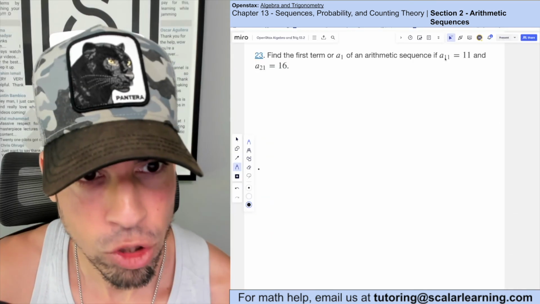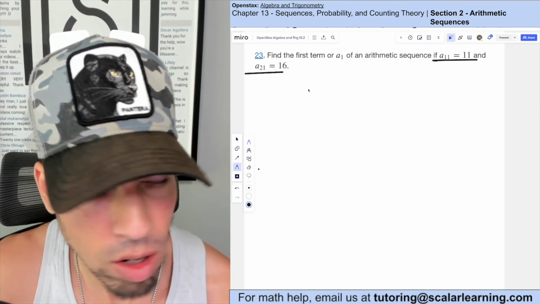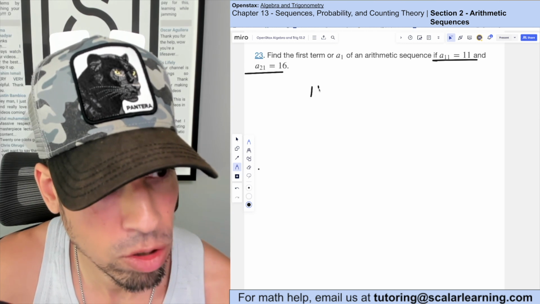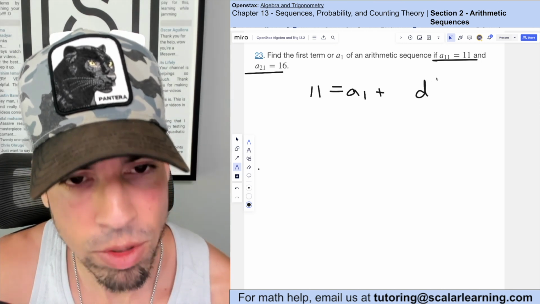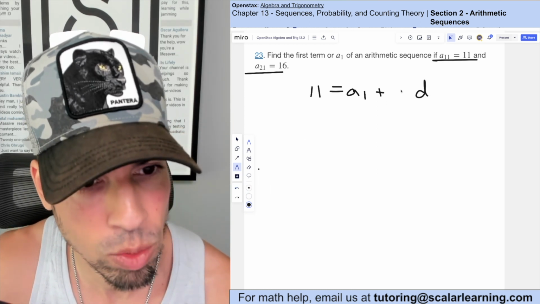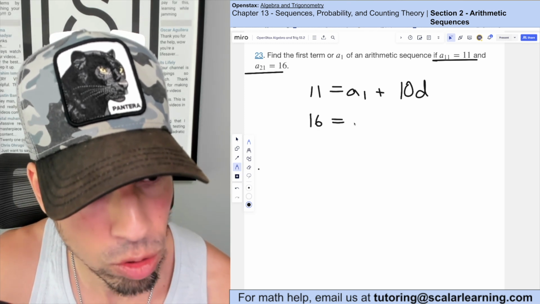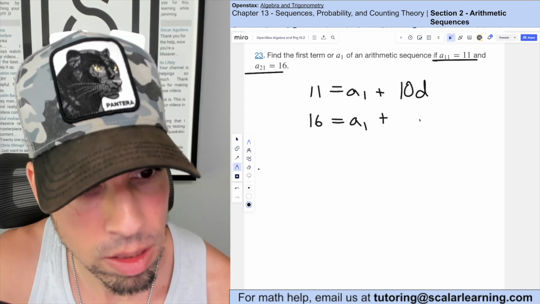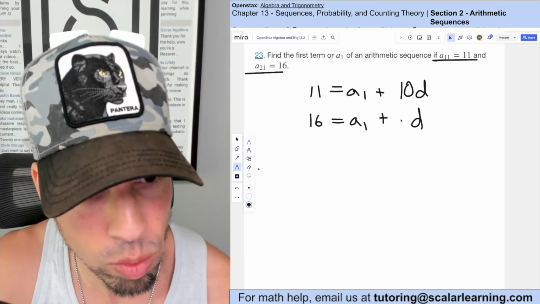Done. Find the first term of the sequence if A11 is 11, A21 is 16. All right, let's write this out. So the 11th term, 11, is equal to my first term, and then we've got the common difference times n minus 1. In this case, n is 11, so 11 minus 1 is 10. There's our first equation. Second one is 16 is equal to A sub 1 plus the common difference times n minus 1. In this case, 21 minus 1 is 20.